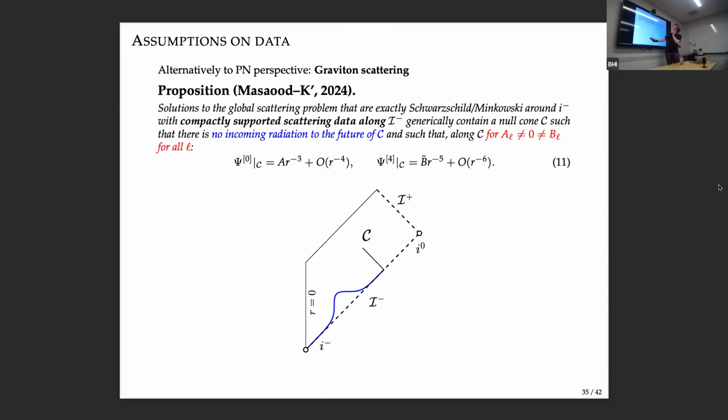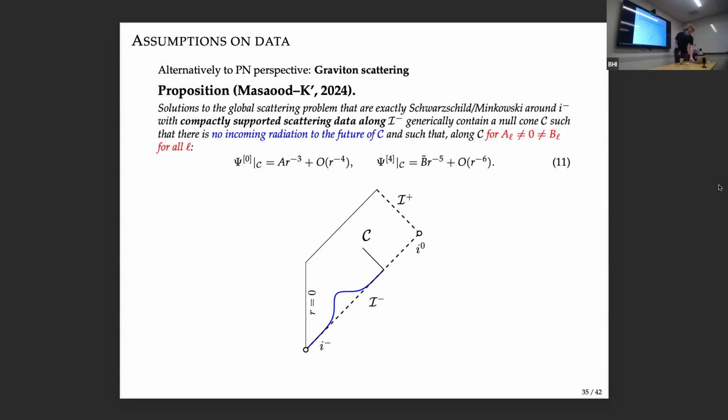If you say your spacetime is exactly Minkowski or exactly Schwarzschild close to past timelike infinity, then you can prove that there is a null cone, and then you have a compactly supported gravitational radiation bump going into the spacetime. Then you can prove that there is a null cone beyond our gravitational radiation going into the spacetime, where you have the following rates, which are essentially the same as for massive n-body hyperbolic scattering.